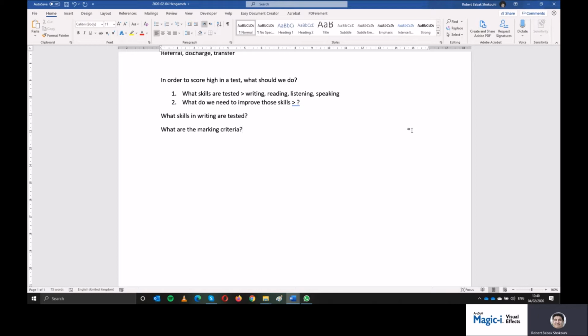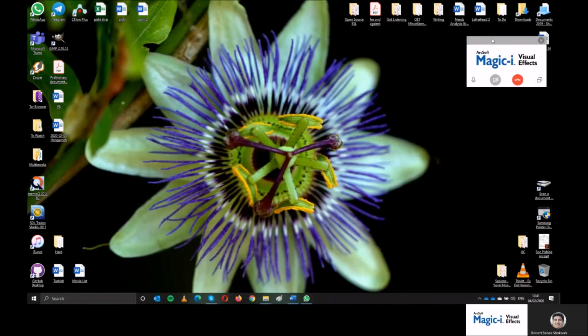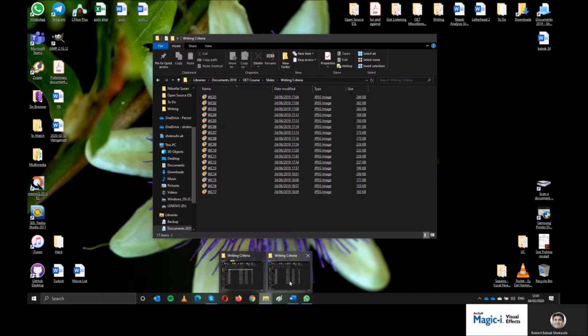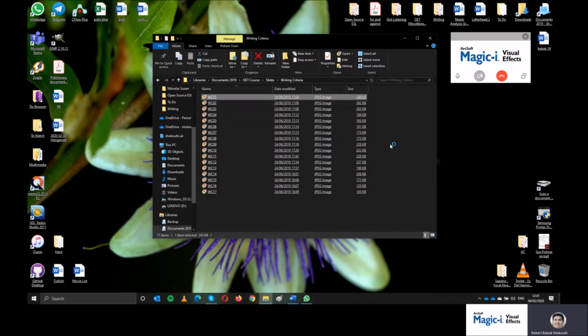Yes. So we need to know for any test, it's not only for OET. For OET, for PLAB, for IELTS, for any test, what we need to know is what skills are tested. And how do we know that? With checking the marking criteria. We need to find out how we are marked. So how do we know that? I think it is better to know more about the formal marking criteria the OET center announced to us. Good. Okay. Let's see.